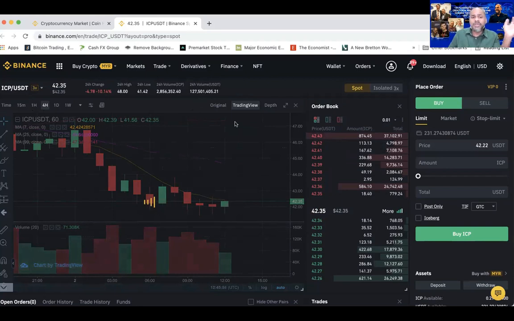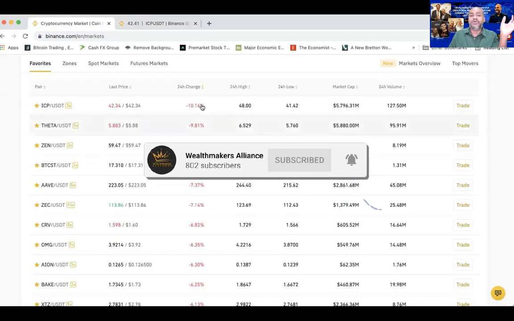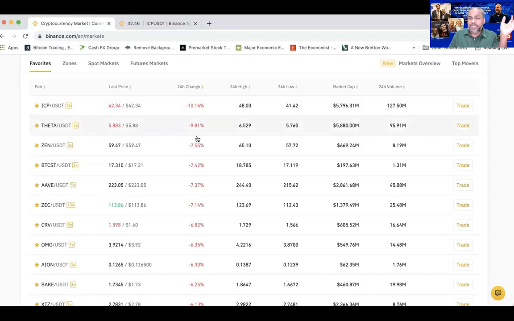Just to give some idea, but you don't have to do this if you don't really know about price action, so don't worry about it. The simplest is just look at the 24-hour change. This will be the best guide actually.